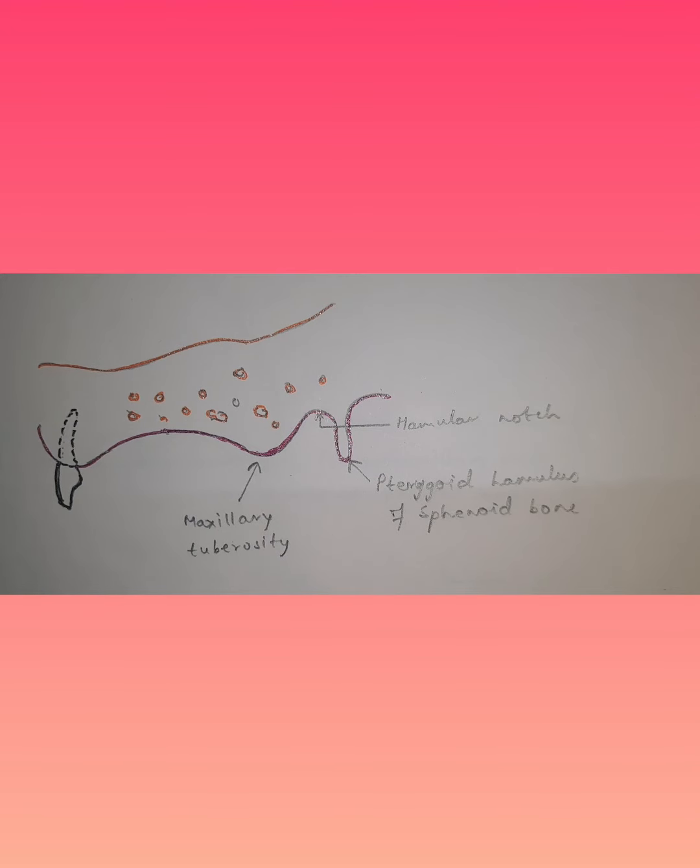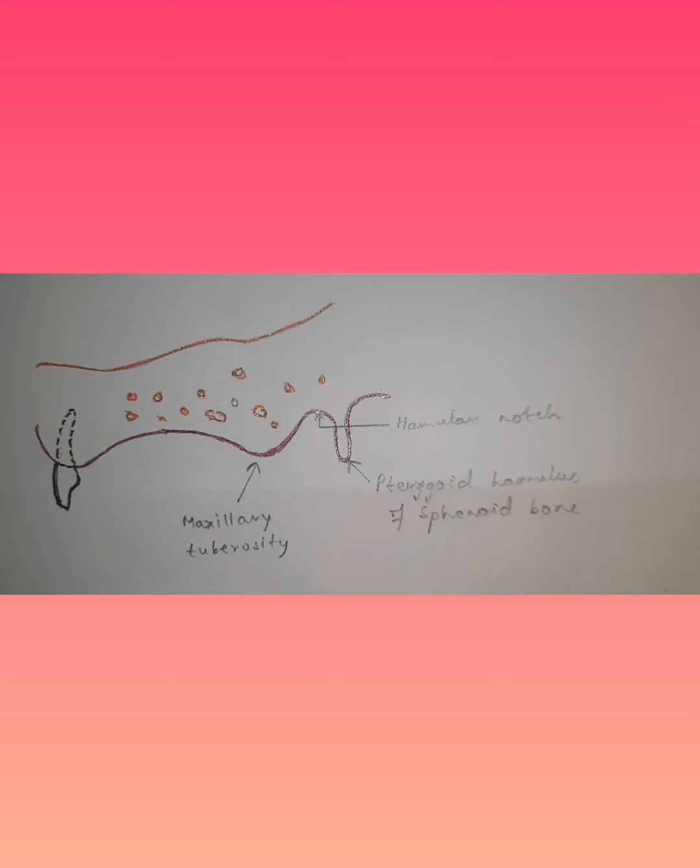Now this is a schematic diagram which will give you a fair idea of how things are. You have the maxillary tuberosity. Just distal to the tuberosity, you have the hamular notch, that is the loose connective tissue which I was talking about, and distal or lateral to that, you have the pterygoid hamulus of the sphenoid bone, which I showed you in the bone replica also, the 3D model.